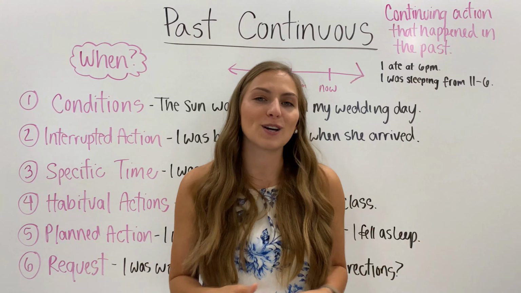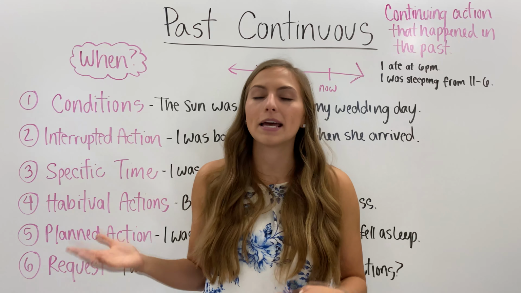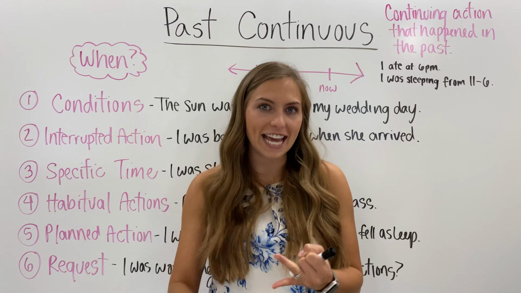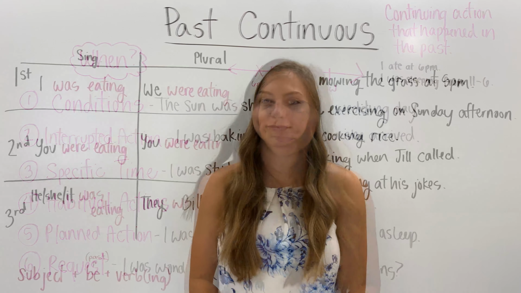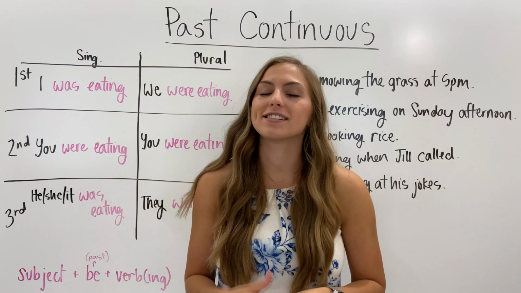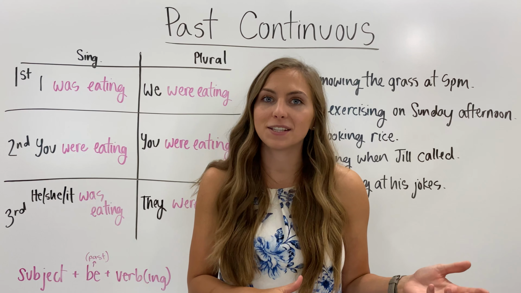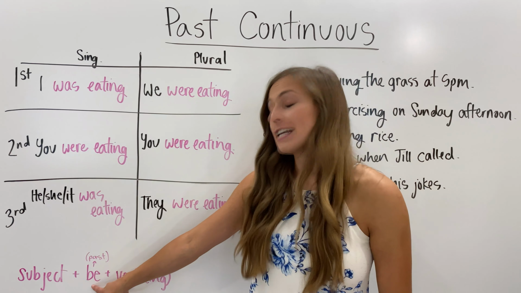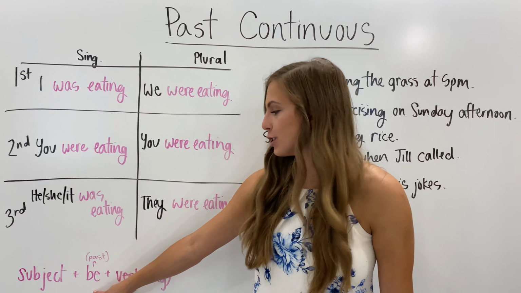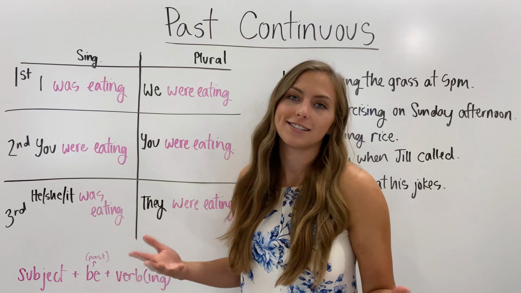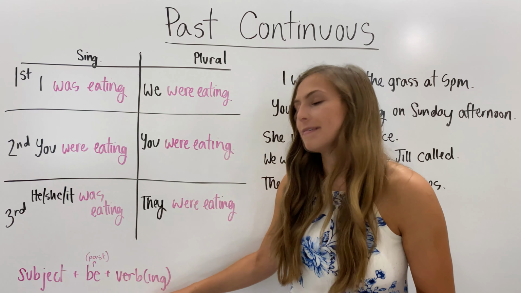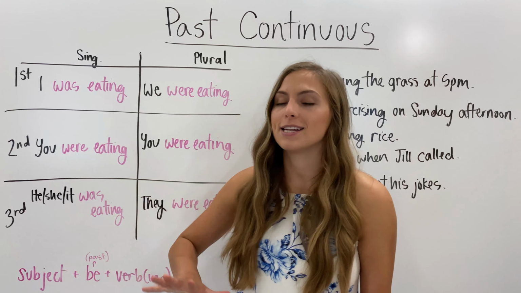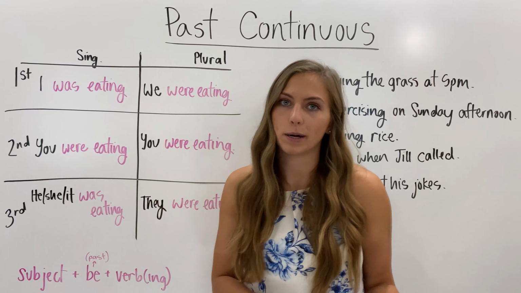All right, now let's look at how to conjugate them and how to use the past continuous tense in the affirmative, in the negative, and with questions. All right, past continuous is the same as present continuous with only one change. And that change is that the be verb is going to be shown in past tense. So the rule is the same as present continuous, except the be verb is changed to past tense instead of present tense.